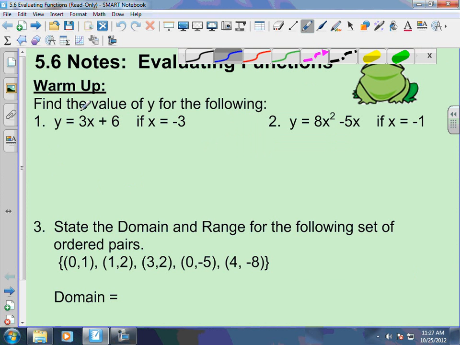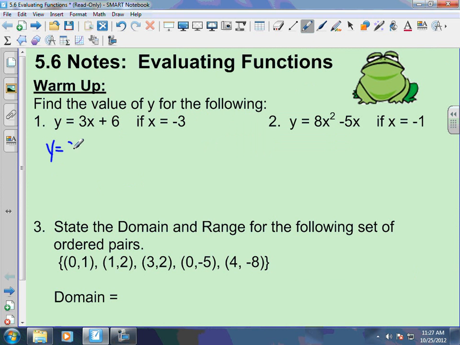Okay, find the value of y for the following. So, x equals negative 3. Y equals 3 times negative 3 plus 6. Y equals 3 times negative 3 is negative 9 plus 6 is negative 3. That is a function. Your x is your input, your y is your output. I put in my x, I got out my y.